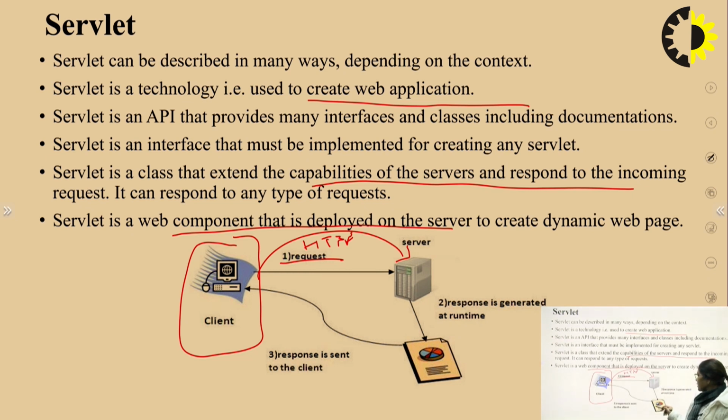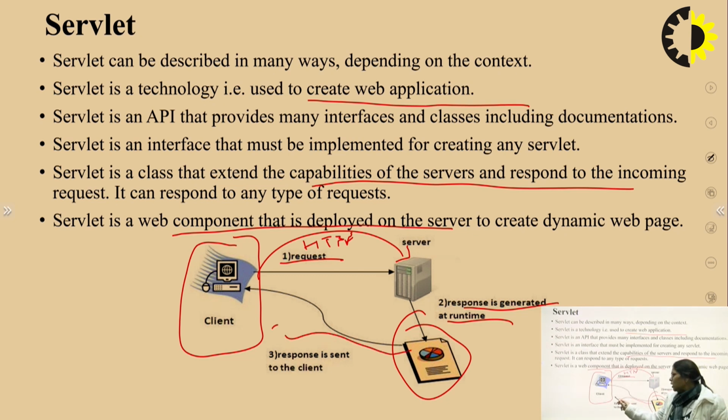Then in the server, there is a program, the servlet. One program runs on the server, and it will execute the request. The request comes from the client to the web server. The web server will transfer this request to the servlet. The servlet will execute this request, and the response is generated at runtime and sent to the client. Then the client will display that response to the user.